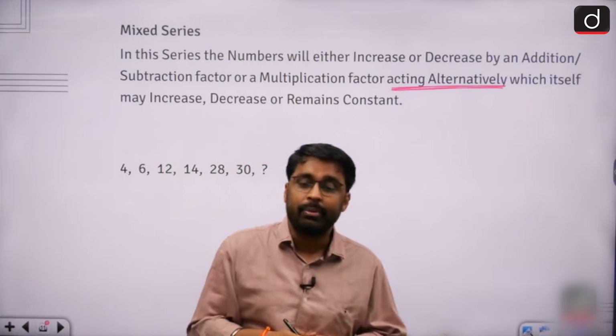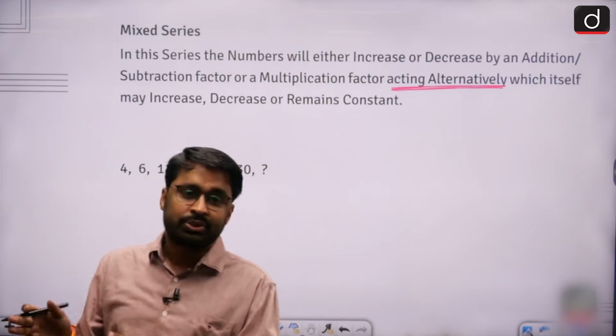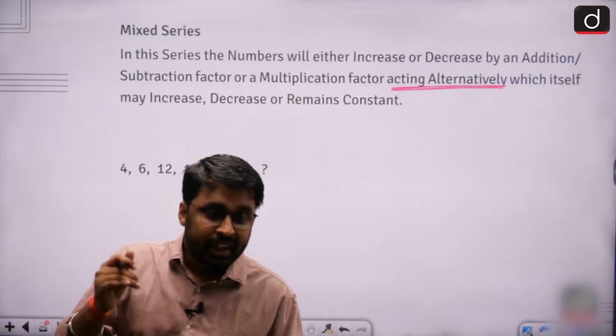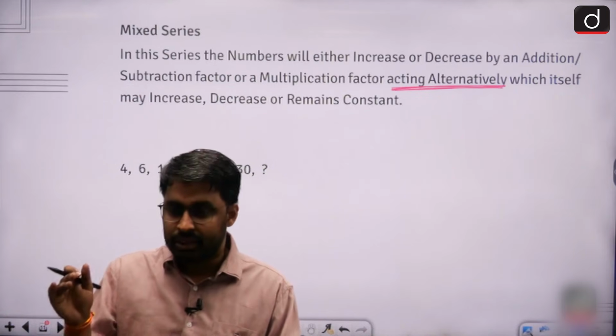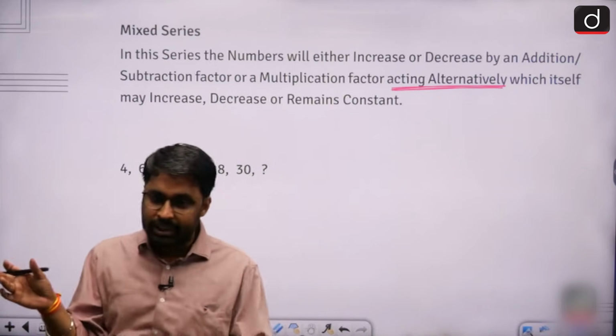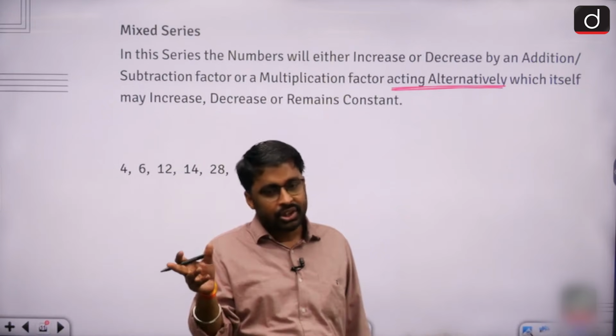Factors behaving in alternate manner means that, let's say, from first to second term, if there is a multiplication factor involved, then second to third it would be addition or subtraction, then third to fourth again multiplication, then fourth to fifth again addition or subtraction.